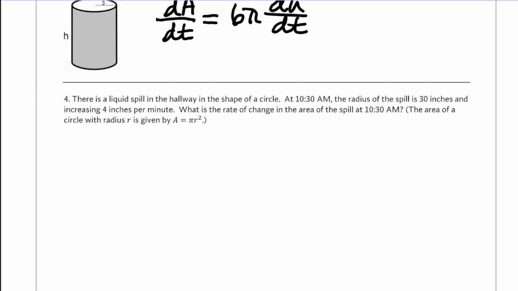Alright, now there's a liquid spill in the hallway in the shape of a circle, and at 10:30 a.m. the radius of the spill is 30 inches, and it is increasing 4 inches per minute. We want the rate of change in the area of the spill. Okay, so I need to take the derivative of this area formula.